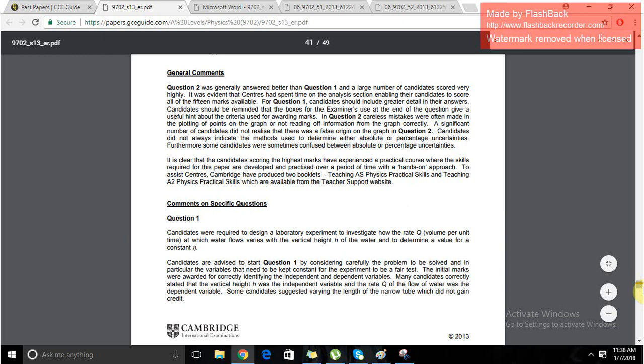And anything else? Nah. For the variables, these were the things that were a bit problematic. And repetition of results in general is a good thing to write. You get marks.